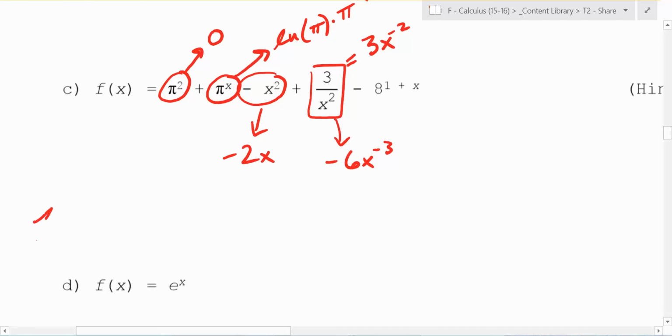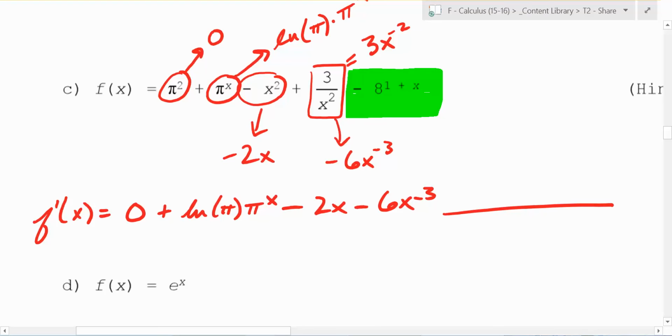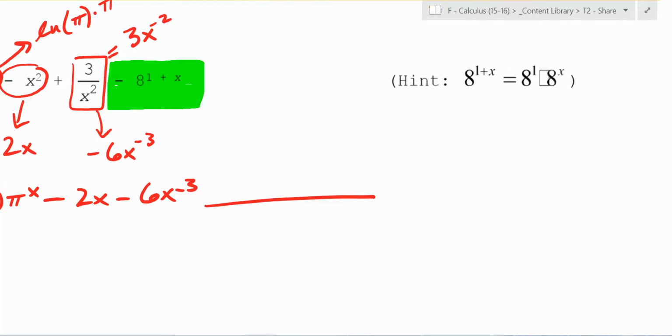So what do we know the derivative now is? F prime of x is equal to 0 plus ln of pi times pi to the x minus 2x minus 6x to the -3. But are we done yet? Why aren't we done yet? We still have the green thing right here. So how do you go about doing that?